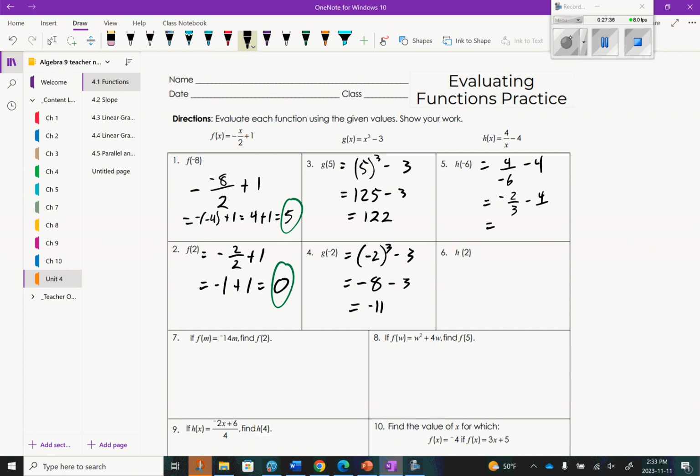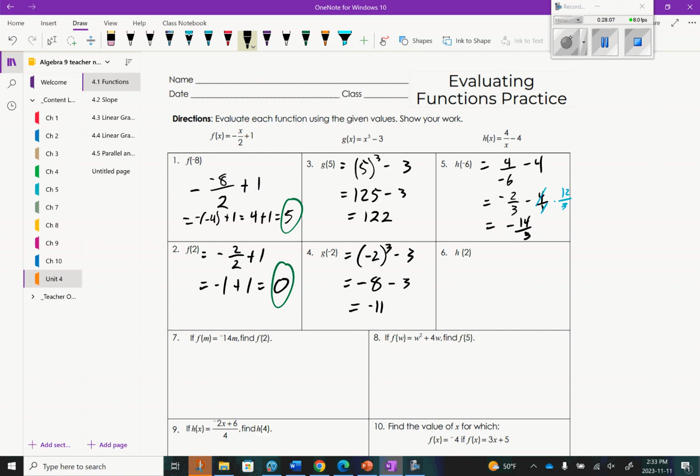We could write that as 4 over 1, since it's an integer. And then combining, we need common denominators, so that would be 3. So 1 times 3 is 3, 4 times 3 is 12. So it's taking negative 2/3 and adding a negative 12/3, that'll be negative 14/3.